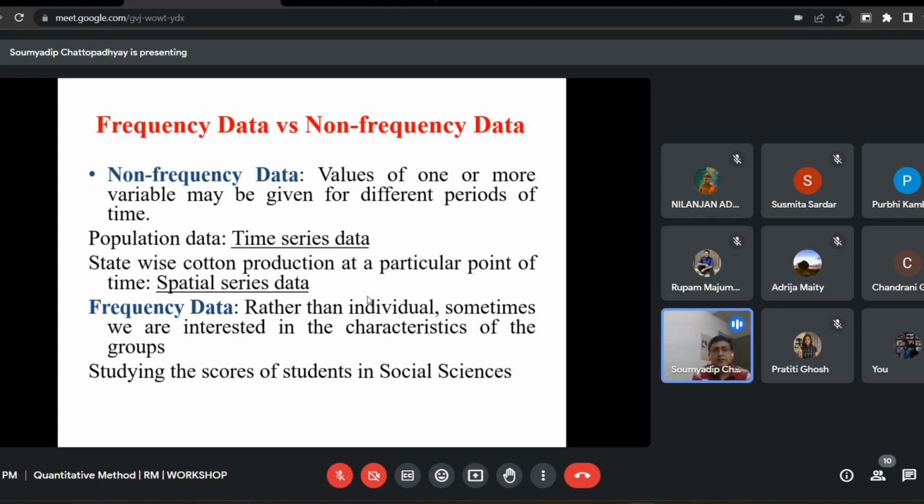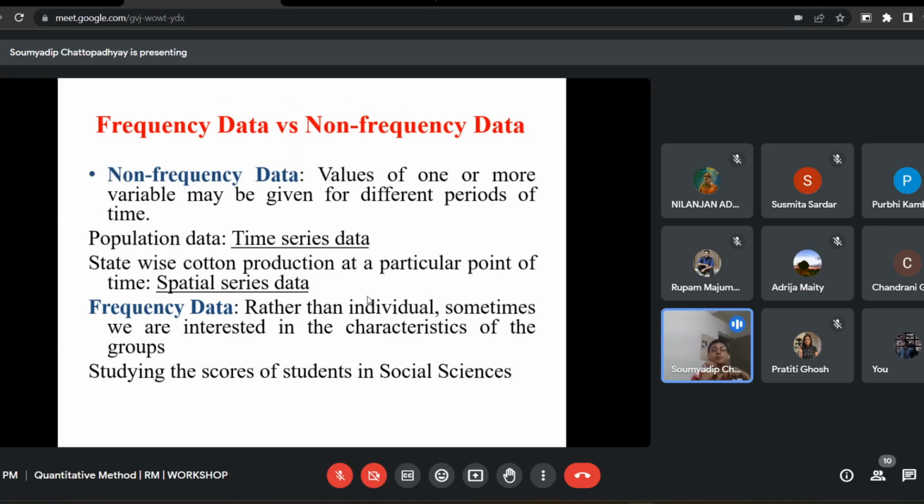Or you may consider the state-wise cotton production at a particular point of time. For example, you may consider, say, 2015, and then you have the data on cotton production of 16 major states of India. So here, these are examples of non-frequency data. And apart from that, we also have another type of data, which is known as frequency data.